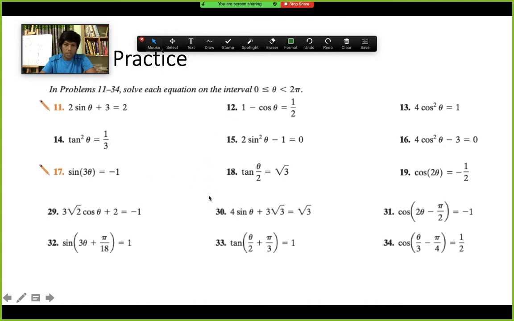Then we have some more maths here, like these are the maths that we already solved in our last class. This math, like 2 sine theta plus 3 equals 0. And some more maths you will see in the same section, like tan(theta/2 + pi/3) equals 1, cos(theta/3 - pi/3 - pi/4) equals half.